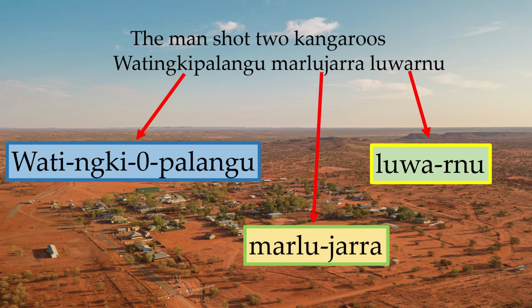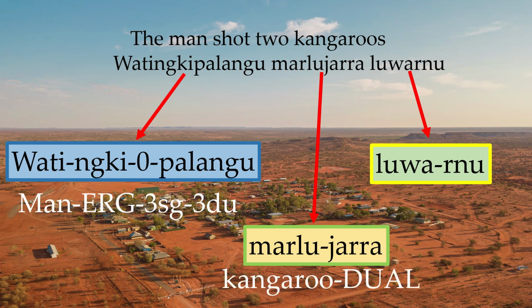Okay. So wati means man. The ngki is the ergative suffix, and the balangu is the dual suffix. And I'm going to put a little gap there with an O in the middle. That shows there's something missing, and we'll look at this a little bit. Give me a second, and let's look at the words malu jara. So malu means kangaroo. Jara is the dual suffix.